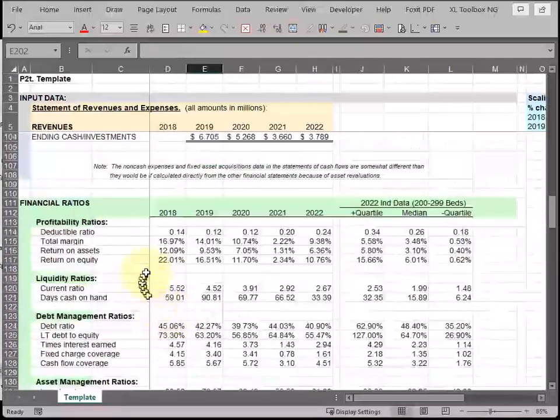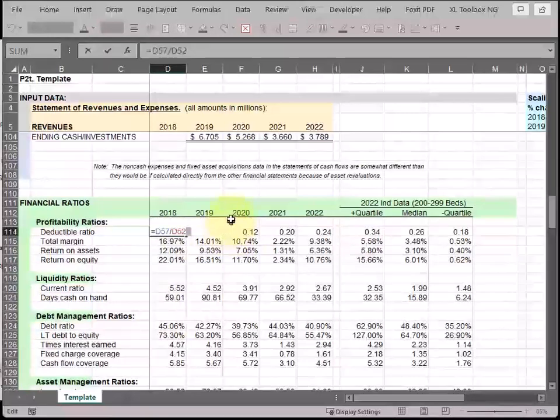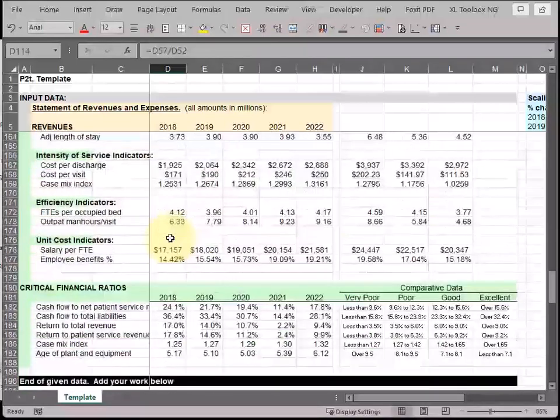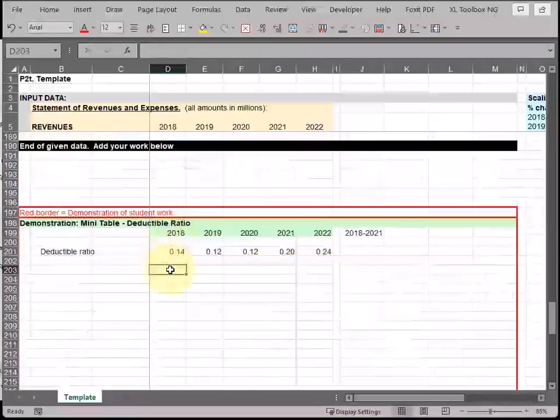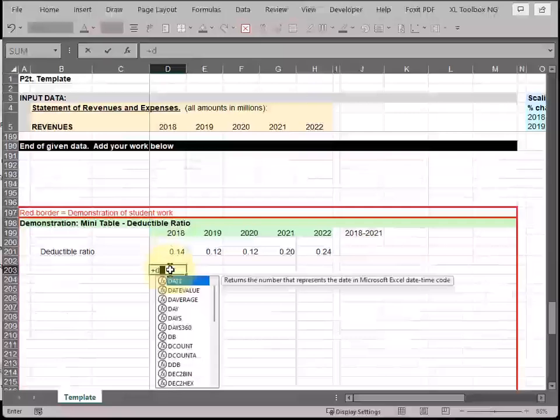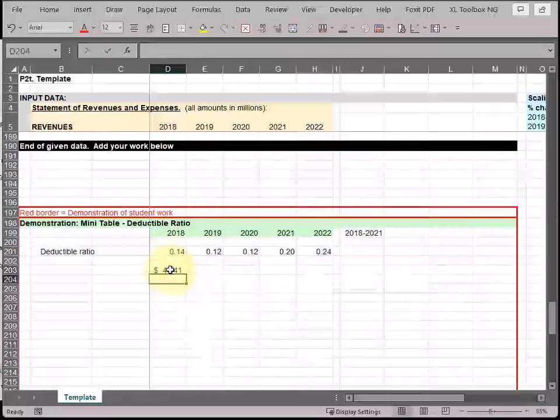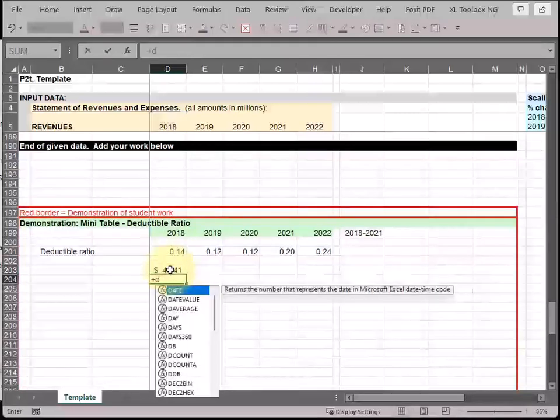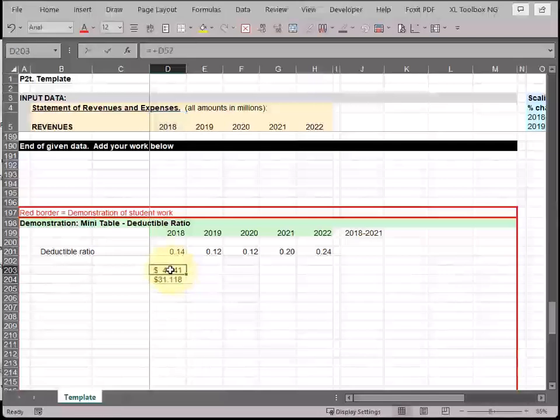I'm just hitting F2 there. If you look at the formula, it's D57 divided by D52. Remember those numbers, D57 and D52. You come down here, and we're just going to say equals D57 and then equals D52. And I'm going to copy those formulas over here.